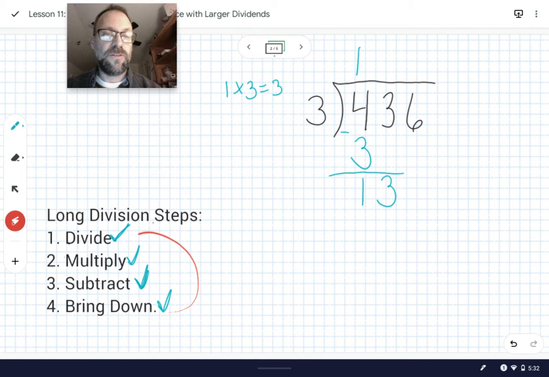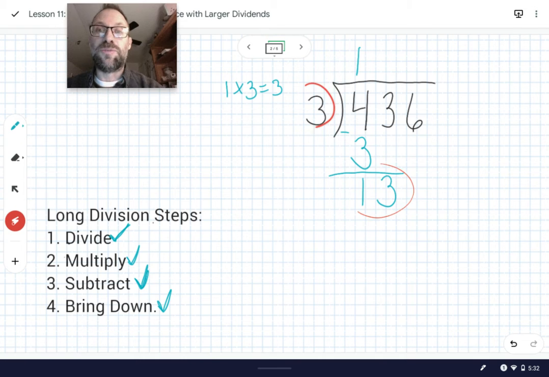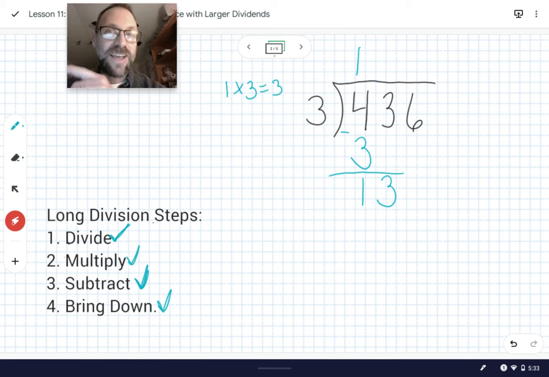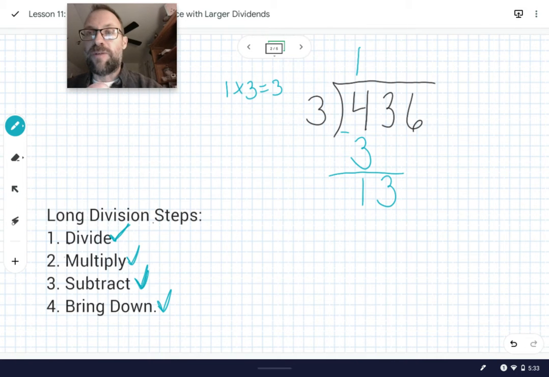So now we have a new dividend, and we ask ourselves the same question. We're going to go from the 4th step to the 1st. We're going to divide again. How many groups of 3 are there in 13? Or what's 13 divided by 3? They're both the same question. And the answer, because I know my reflex math facts, is 4. Because 3 times 4 is 12. And 12 is really close without going over. So I'll write the 4 above the number that I just brought down to create the number 13.